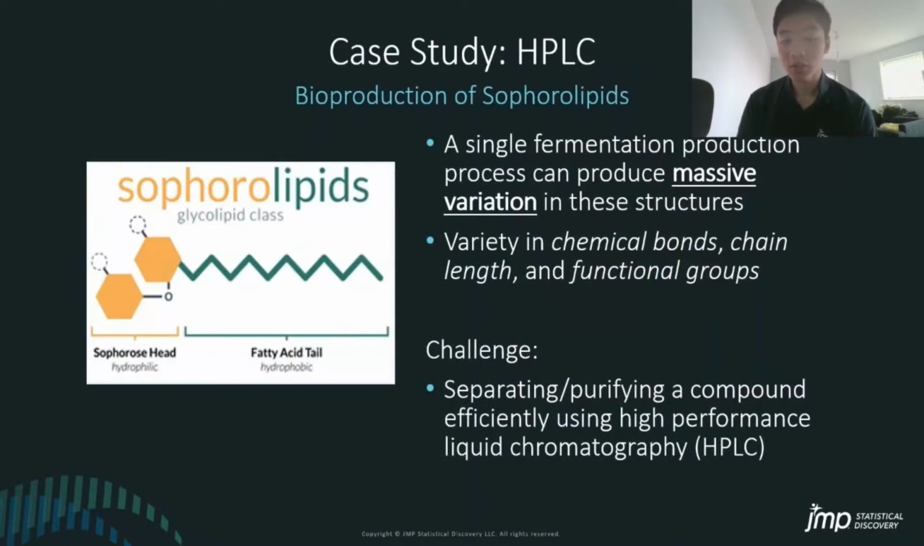So this is a case study using a high-performance liquid chromatography example, and it involves the bioproduction of a phospholipid. These phospholipids are produced in bacteria, and they're produced through a single fermentation process. Now, the problem is that sometimes a single fermentation production can produce massive variation in these structures. So you can have variety in the chemical bonds, the chain length, and the functional groups. So the challenge is when you want to separate or purify a specific compound efficiently using HPLC.